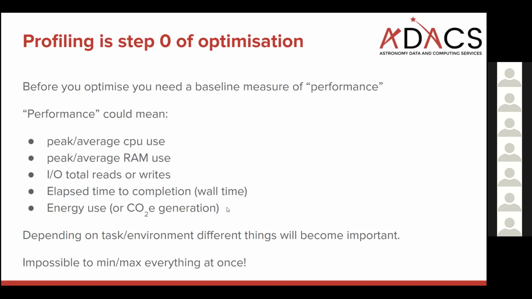Now, of course, you can't optimize things that you can't measure. So at the moment, unfortunately, I'm going to have to cross off energy use or CO2 generation because we don't have any tools available that give us that information. Elapsed time to completion is a fairly easy timing task that we can do on just about any system. And then the average CPU and peak CPU and RAM use is something that we can get a hold of. Also the IO reads and writes, something that we can get a hold of as well.